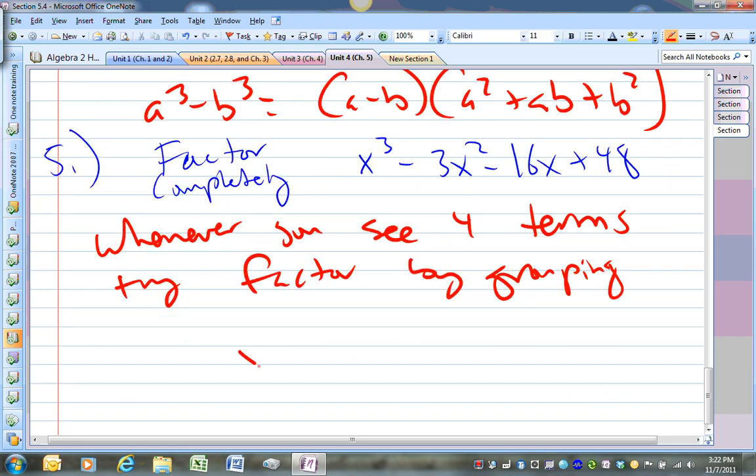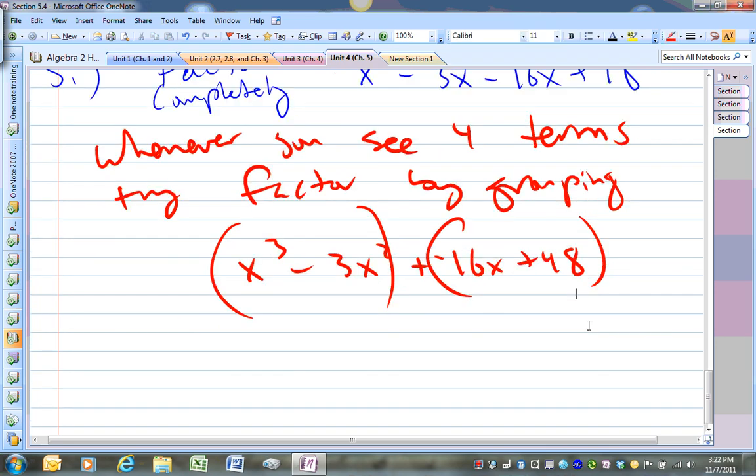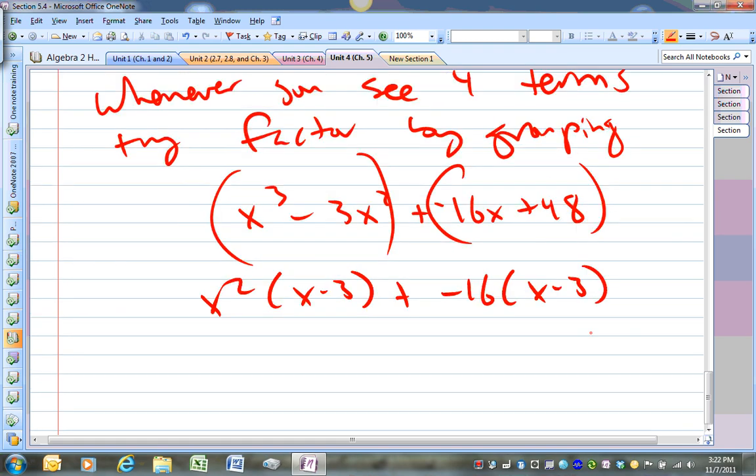So we have x cubed minus 3x squared minus 16x plus 48. Let's make it plus negative 16x. And remember, you have to have a plus in the middle when you do factor by grouping. You can factor out x squared, x minus 3, factor out negative 16. Oh, look at that. Those x minus 3's are the same. Pull it out. You're stuck with x squared minus 16.